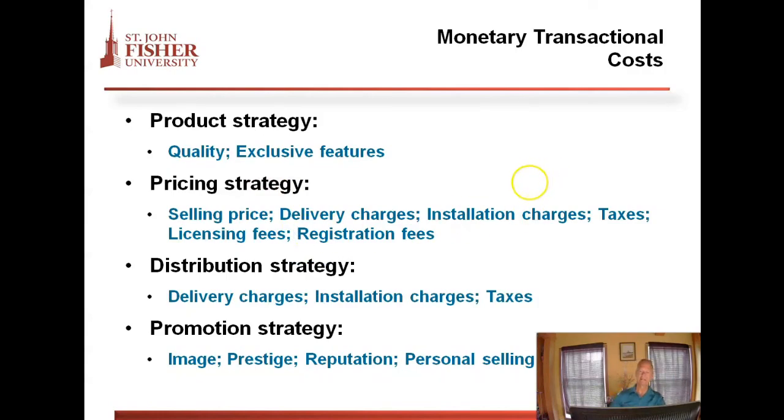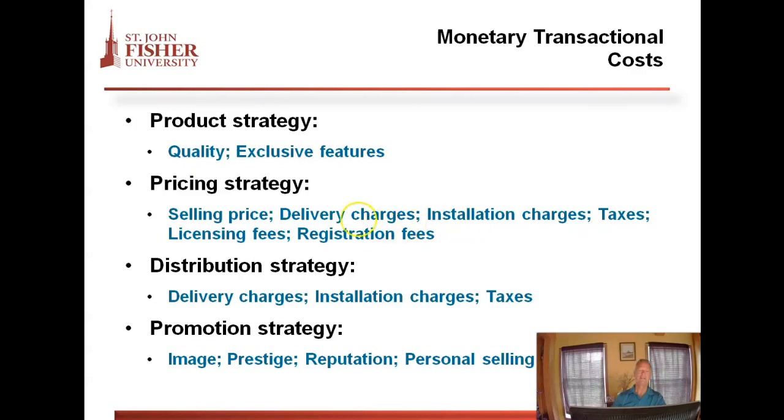And then, of course, your monetary transactional costs. Obviously, everybody would wish it was free. But with product strategy, you've got your exclusive features that nothing else has. With the iPhone, their exclusive feature is FaceTime, and those people that have an iPhone can FaceTime with others. That's an exclusive feature. They also have their exclusive feature of how the iPhone interacts with the iPad, the tablet, and also the desktop. And I don't think they have desktops anymore, or the laptop.